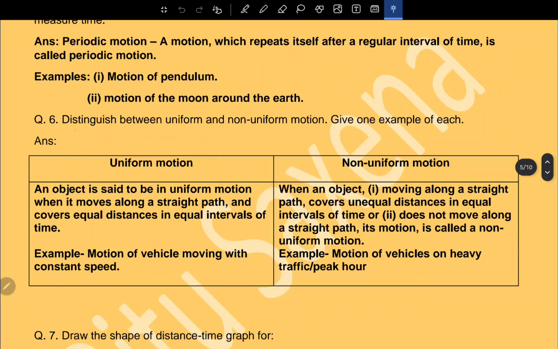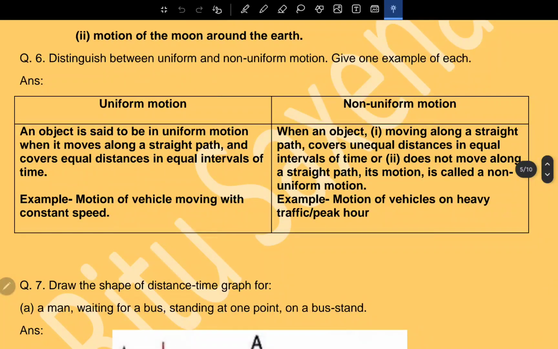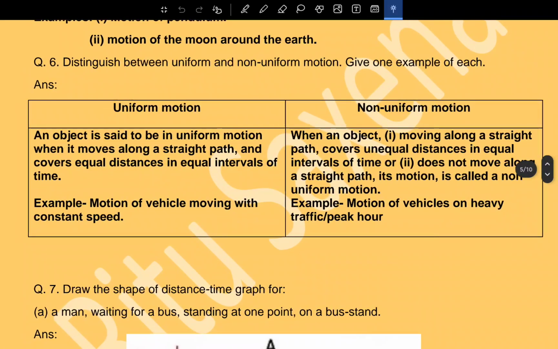And distinguish between uniform and non-uniform motion. Give one example of each. When you distinguish or differentiate, it is suggested that you write in tabular form so that you can remember it easily, and it is easy to write as well. So uniform motion: an object is said to be in uniform motion when it moves along a straight path and covers equal distances in equal intervals of time. This is the motion of a vehicle moving at a constant speed.